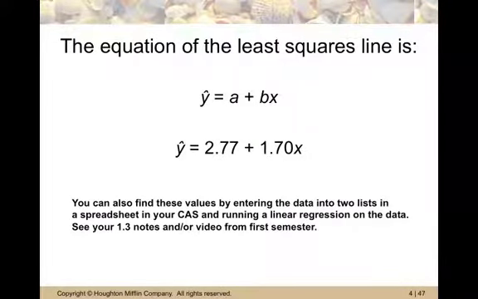Okay, so you can do that and you can use those formulas, or you can find these values by entering the data into 2 lists in a spreadsheet in your CAS and running a linear regression on the data. Much easier to do. Many fewer mistakes to be made doing it. So I suggest that you find your 1.3 notes from the finite math semester of this class, or re-watch the 1.3 video that I'm going to include as a link in the same email that you had the link to this video.